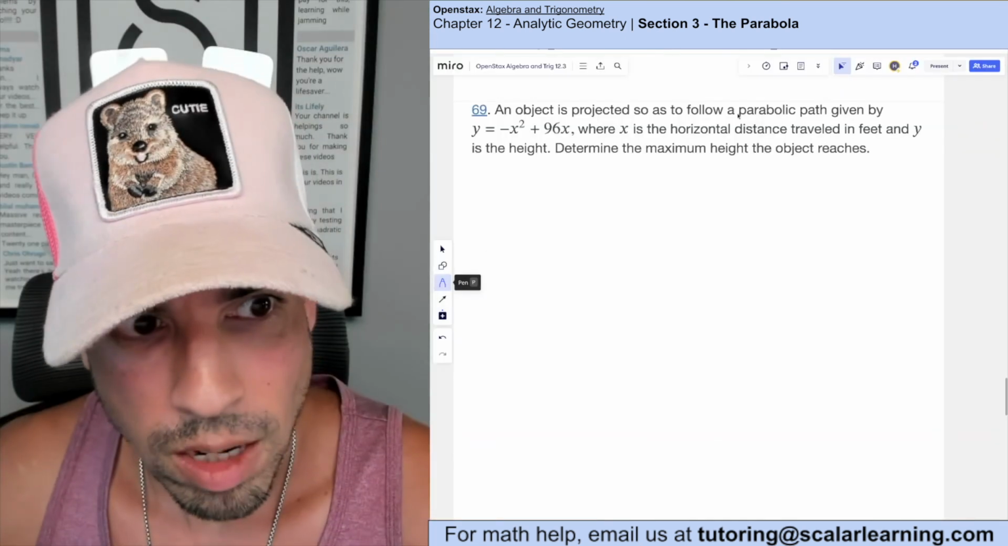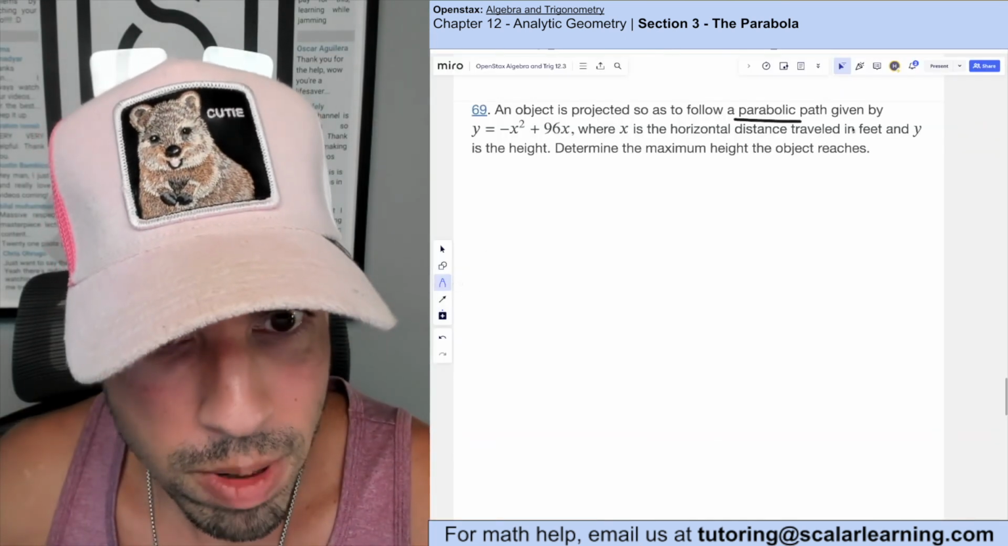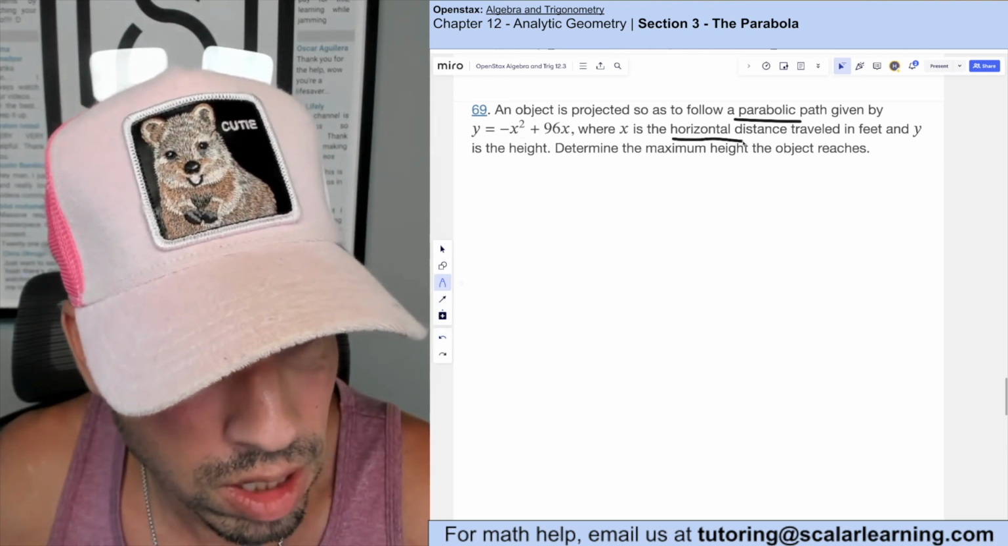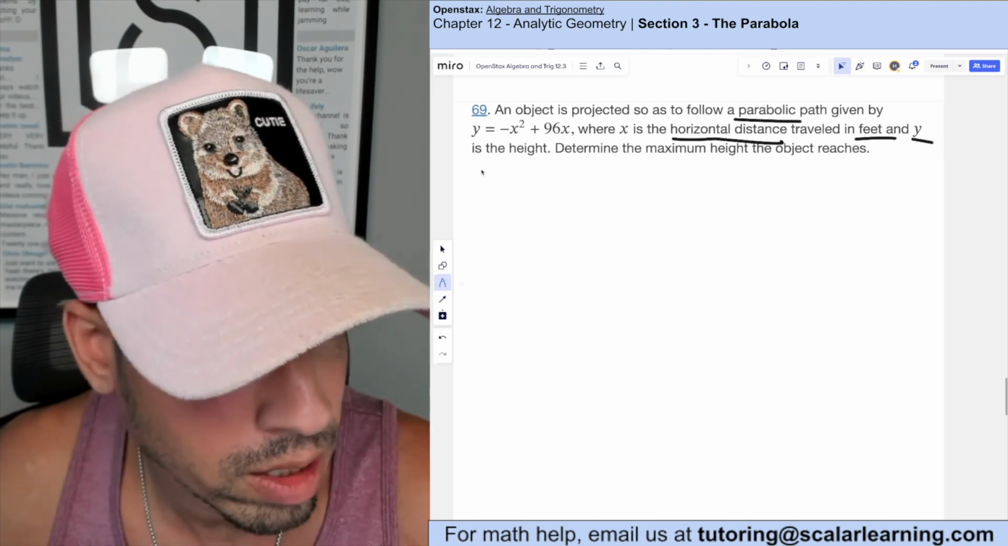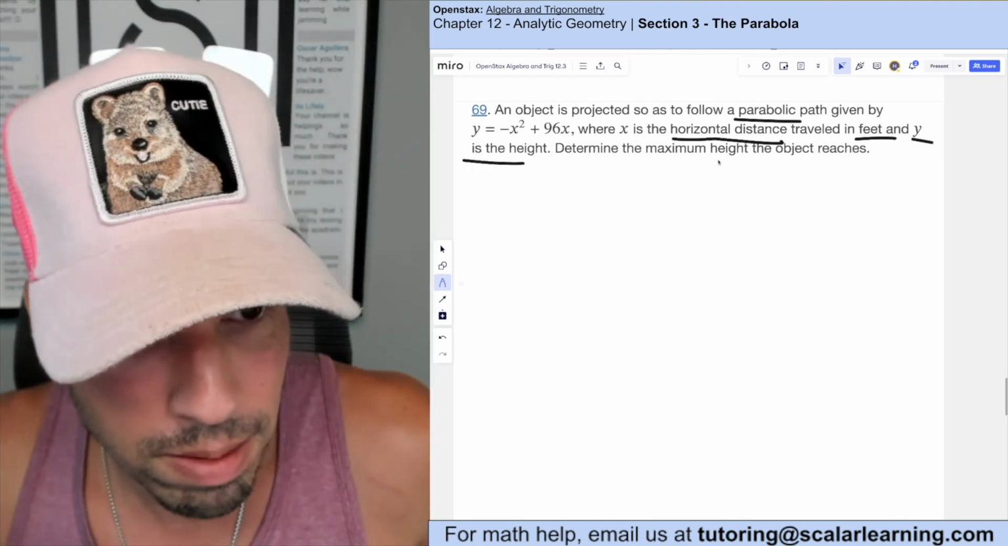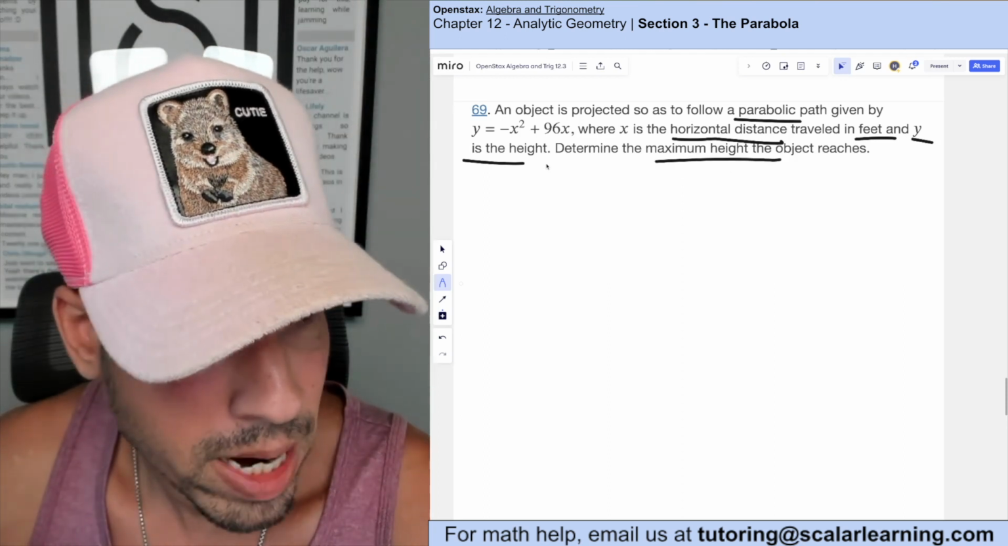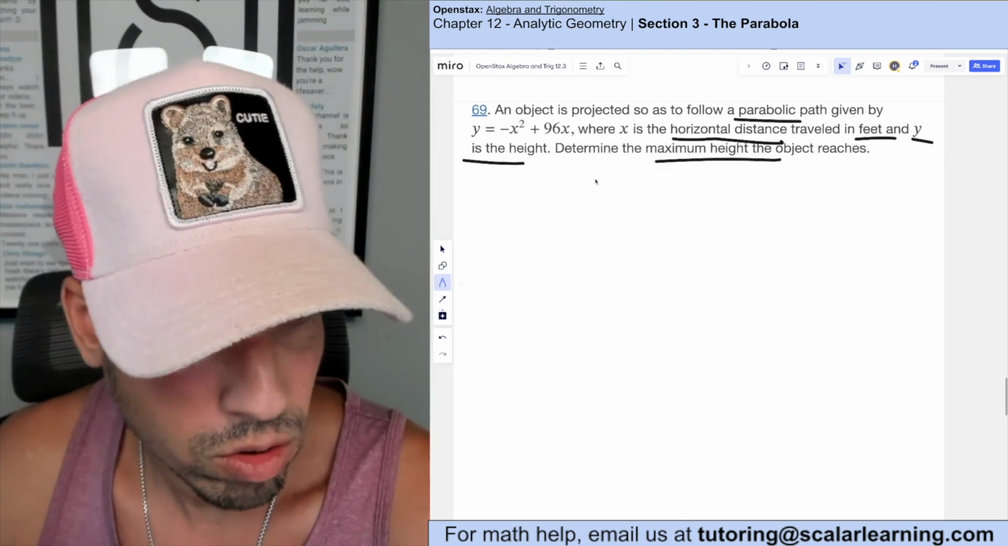Done. An object is projected so as to follow a parabolic path given by this equation, where x is the horizontal distance traveled in feet and y is the height. Determine the maximum height. Okay, what are we talking about here when we're talking about maximum height? We're talking about the vertex, okay?